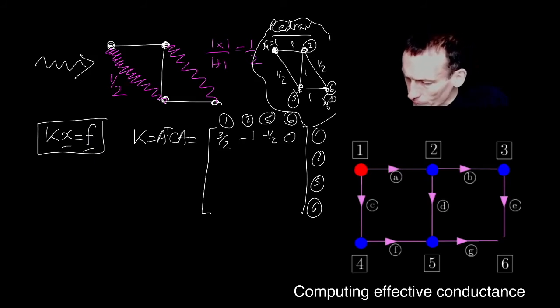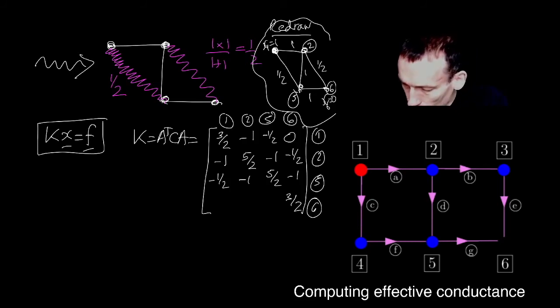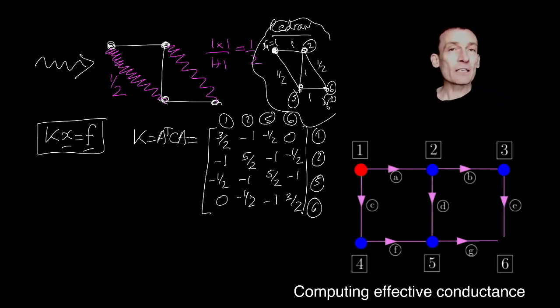Then I go to 2, and I've got a total of 5 over 2 conductance from there. It's connected by minus 1 to the first node, minus 1 to the 5th node, and minus a half, and then I carry on. 5 also has a total of 5 over 2. It's minus 1 to node 6, minus 1 to node 2, and minus a half to node 1. Then I've got 3 over 2 in node 6, and it's minus 1 to node 5, and minus a half to node 2, and it doesn't go near node 1. So there's my weighted Laplacian.